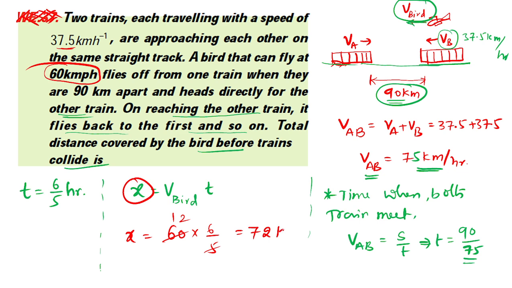72 kilometers. So we already have 90 kilometers. If the bird travels at 60 kilometers per hour, exactly at 72 kilometers it will meet the train, before the train does. Before this train does, the bird will actually move and meet at 72 kilometers. Okay?